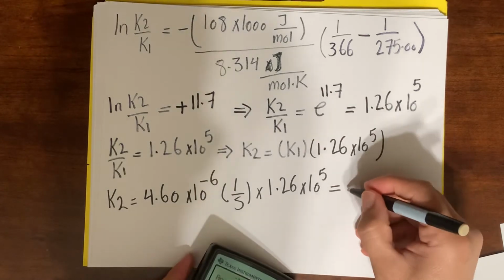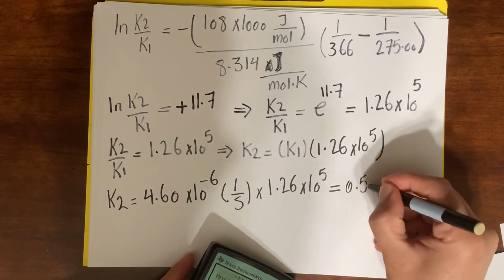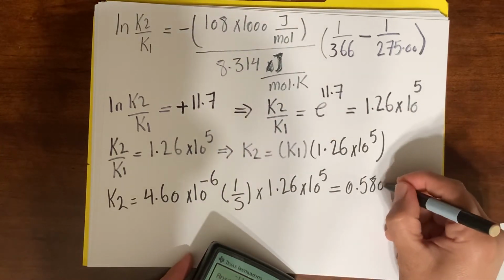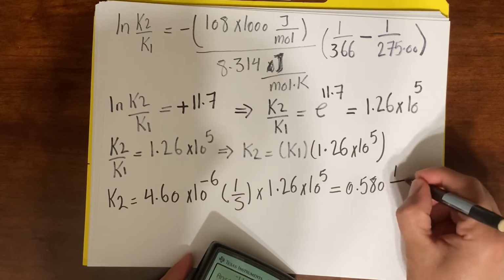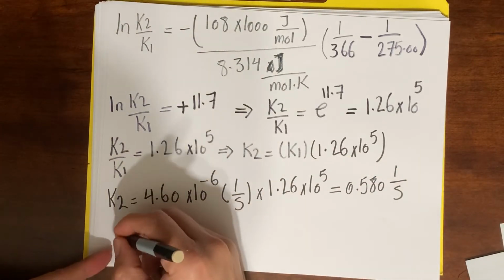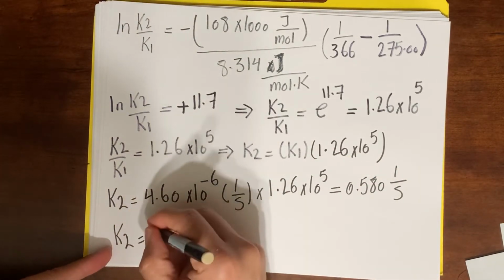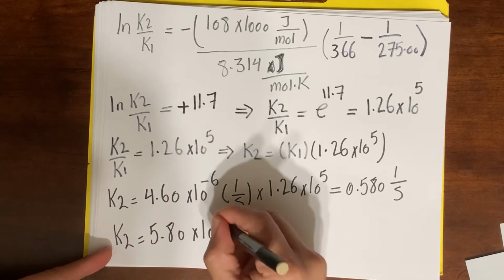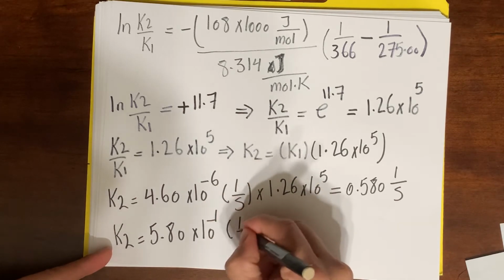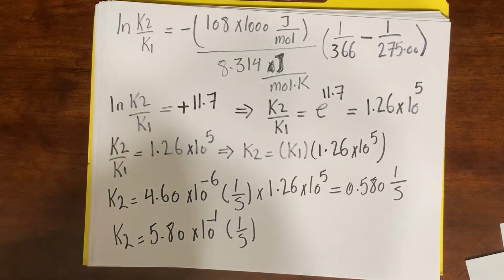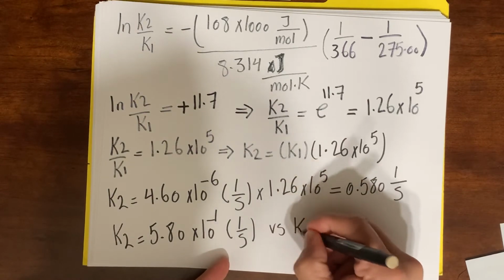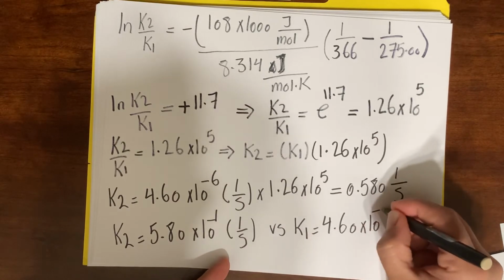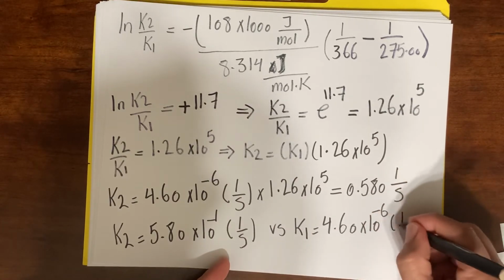So I got this one, 0.5. Okay, if I go 3 sig fig here, unit 1 over second, so K2 is equal to 5.80 multiplied 10 to the power of minus 1, and it's 1 over second, versus K1, which is 4.60 multiplied 10 to the power of minus 6, and is 1 over second.